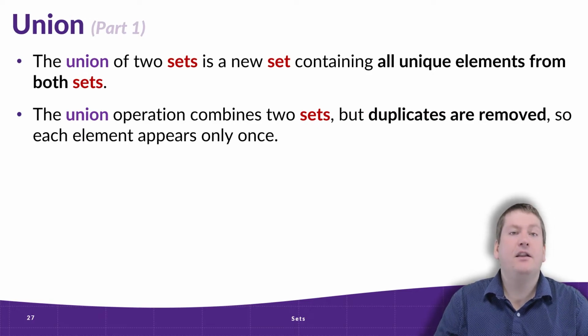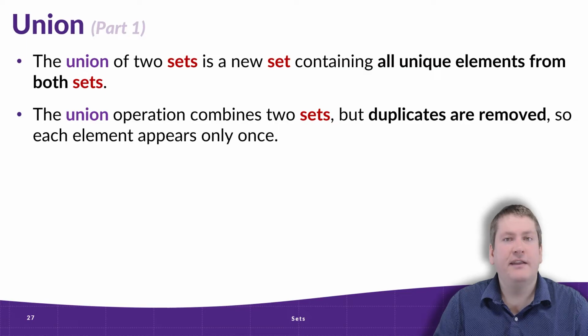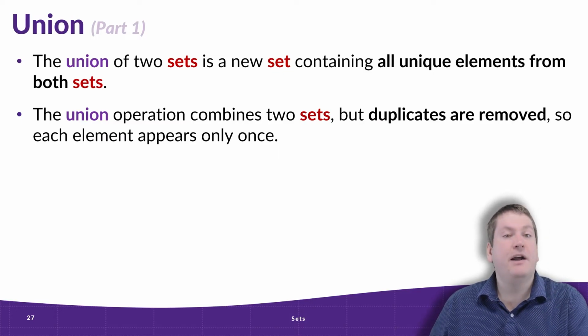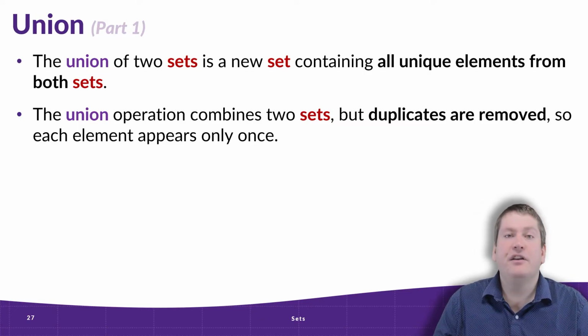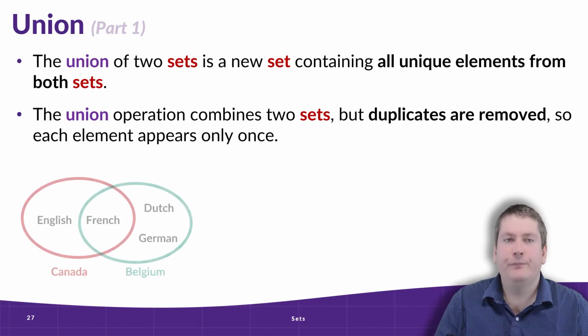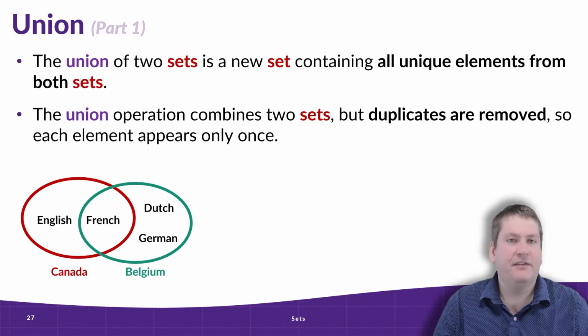And in sets, a union of two sets is a new set that contains all unique elements from both sets. The idea is we're sort of merging both sets together, and we collect all of the unique elements from both sets and combine them into one new set. So the union operation is going to combine two sets, but all duplicates are removed, so each element appears only once. Let's take a look at another visual example.